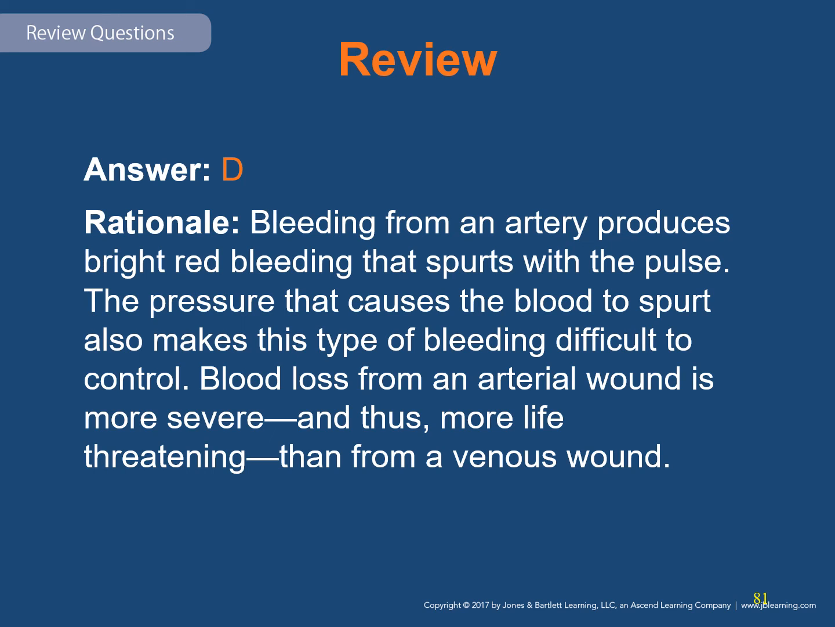Bleeding from an artery produces bright red blood that spurts with the pulse. The pressure that causes the blood to spurt also makes this type of bleeding difficult to control. Blood loss from an arterial wound is more severe and thus more life-threatening than from a venous wound.